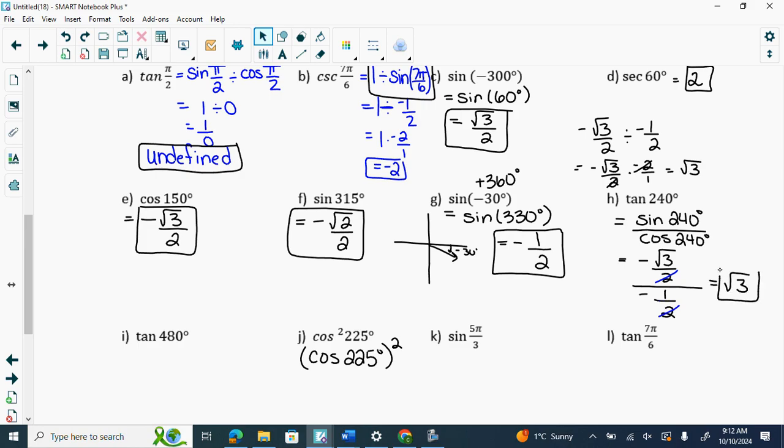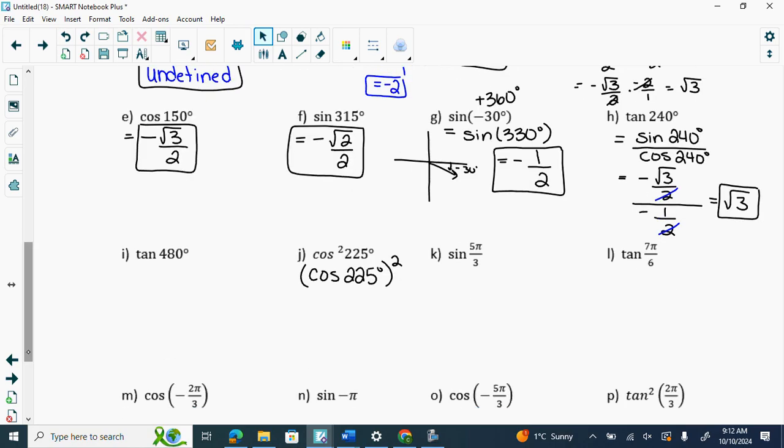Now if you go tan 240 into your calculator, tan 240 will give you a decimal. Then you're going to type in root 3, it'll give you a decimal, and hopefully they're the same. I think it's like 1.7 something, isn't it? Yeah, 1.73. Yeah. Okay, tan of 480.